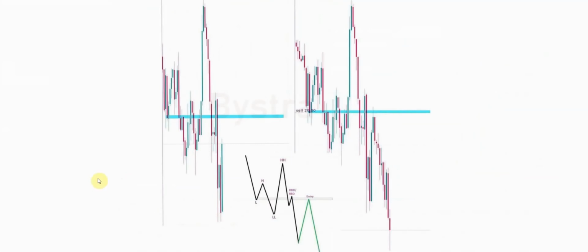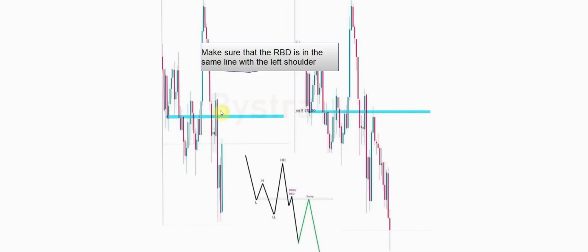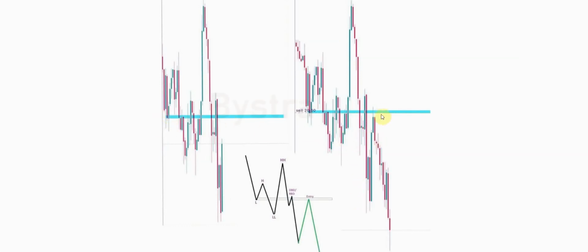And here also we have low, high, lower low, higher high. You can see here price creates a bearish engulfing or rally-based drop, and then price also breaks the lower low. You can see that the price came back, and also you have to make sure that this rally-based drop is in the same line with the left shoulder. And you can see here the price came back and continued to fall.